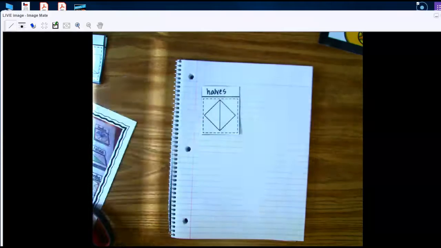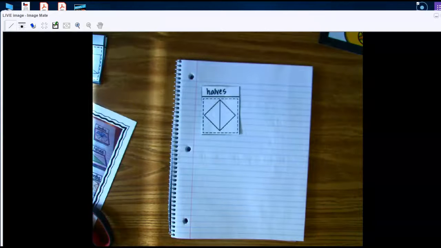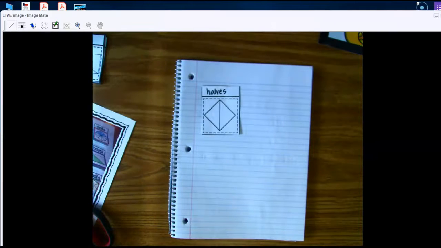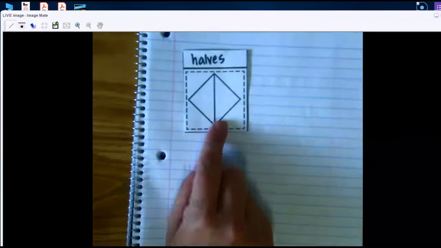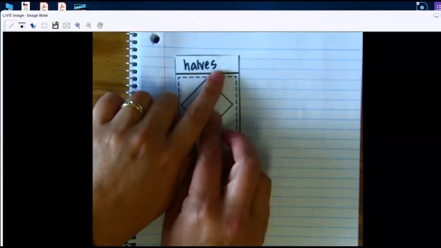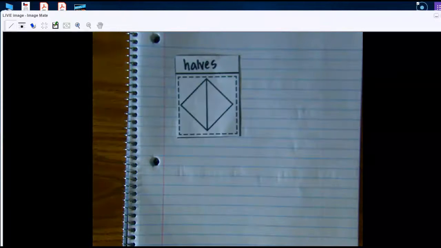So the first one I want you to find is this one. Find that shape. I want you to find that shape. Okay. Now, it's called halves because there's 2. When there's 2 parts, it's called halves. So I want you to write halves up there at the top of it.